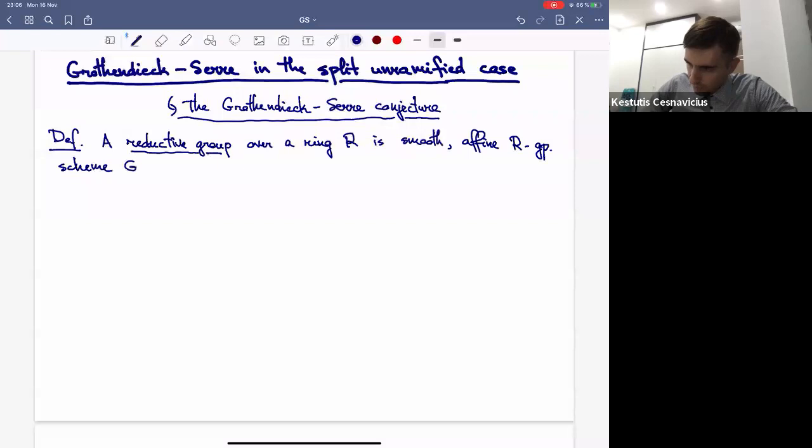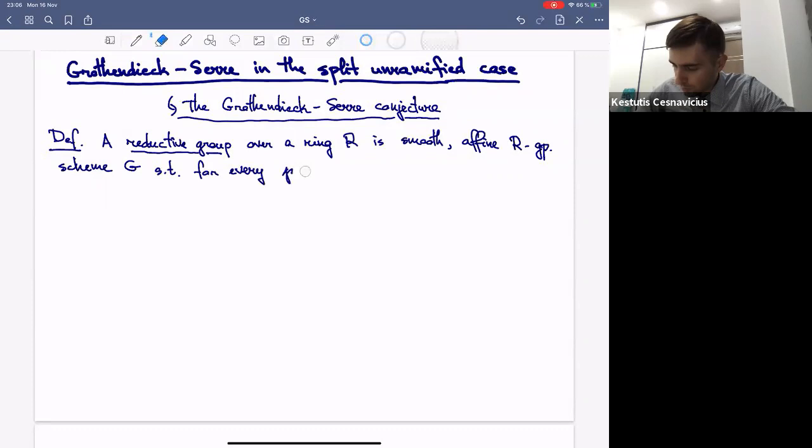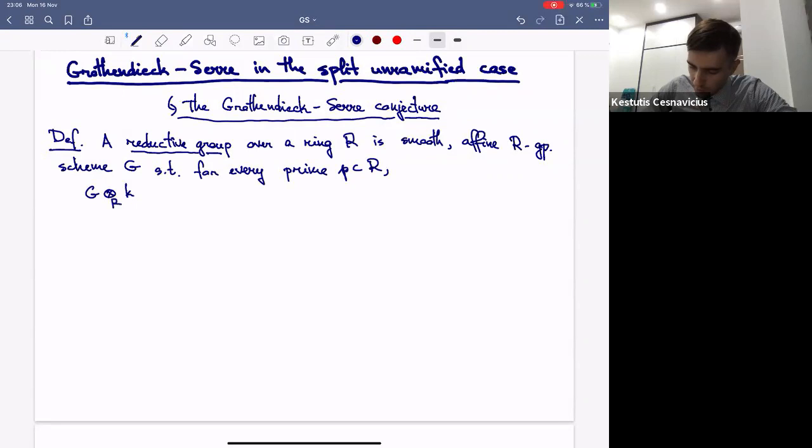G, such that there's a fiberwise condition, which is for every fiber, in other words, for every prime p of this ring R, the geometric fiber of G at p, in other words, the base change of G to the algebraic closure of the residue field at p, is first of all connected. So my reductive groups are connected.